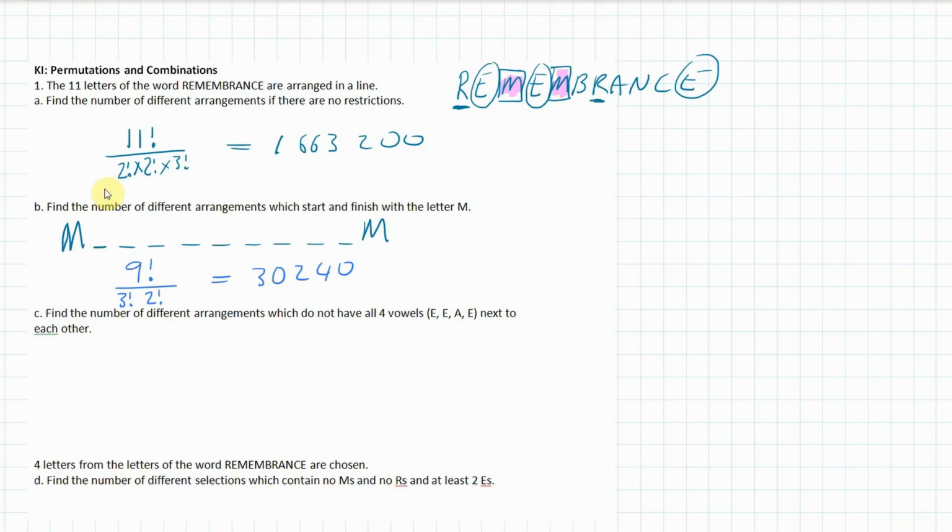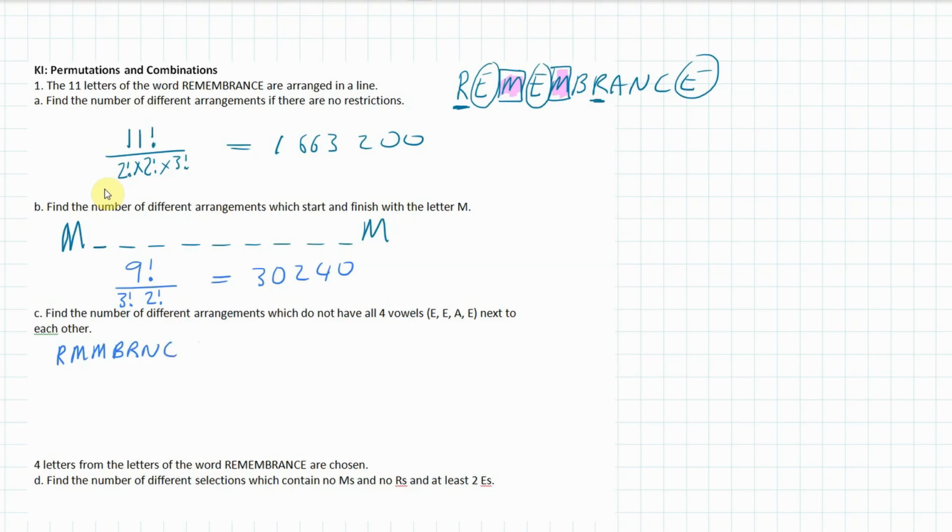Now, find the number of different arrangements which do not have all 4 vowels next to each other. Well, what I would probably do first is find the number of arrangements that do have the 4 vowels all together. So what we can do is we can think about the word remembrance and split it up. So we can write all the consonants together: R, M, M, B, R, N, and C.